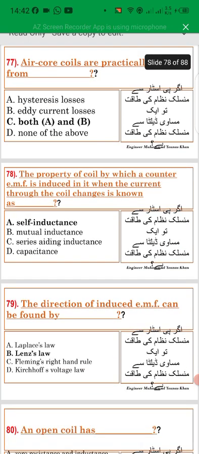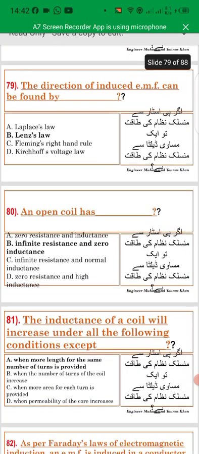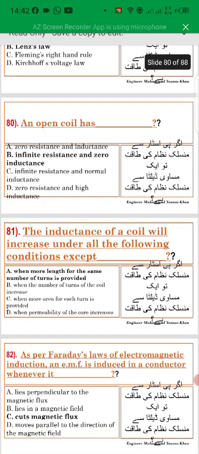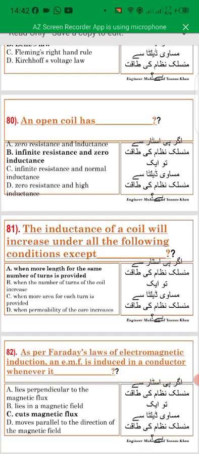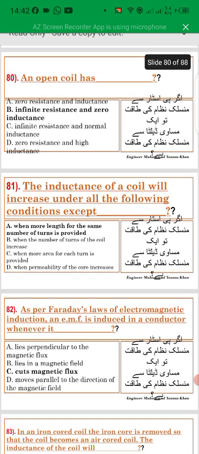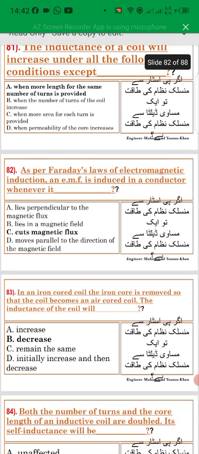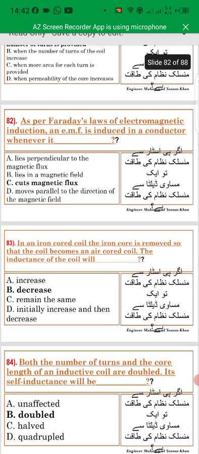The property of a coil by which a counter EMF is induced in it when the current through the coil changes is known as self-inductance. The direction of induced EMF can be found by Lenz's law. An open coil has infinite resistance and zero inductance. The inductance of a coil will increase under all the following conditions except when more length for the same number of turns is provided. As per Faraday's laws of electromagnetic induction, an EMF is induced in a conductor whenever it cuts magnetic flux.